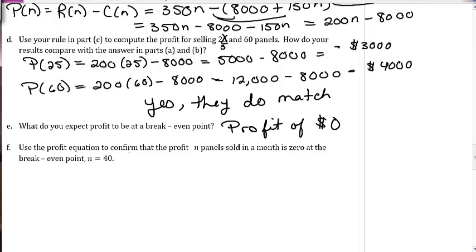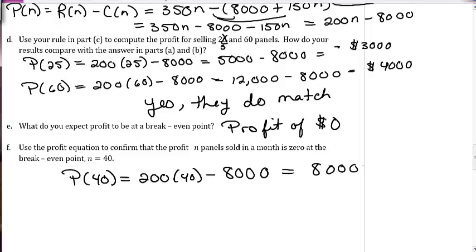Use the profit equation to confirm the profit when n panels are sold in a month is 0 at the break-even point, so we want to calculate P of 40. And that's 200 times 40 minus 8,000. And we do in fact get 8,000 minus 8,000, and that is $0.